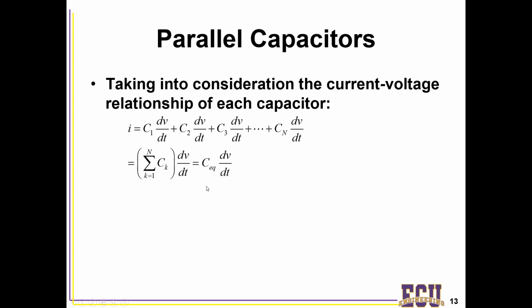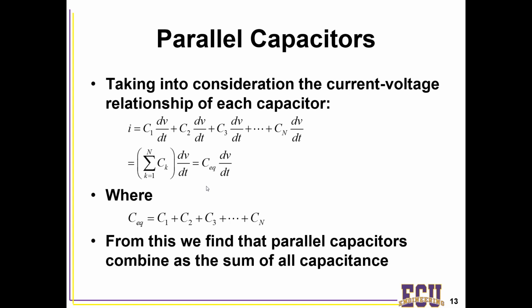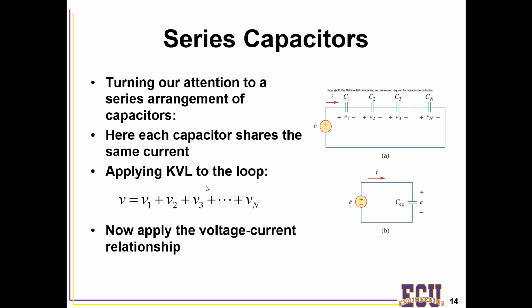So here, when you have capacitors in parallel, they can add. Just the opposite of what we saw in resistors. So capacitors in parallel can just be added together, just as resistors in series could be added together. So now you might ask yourself, well, what can we do with capacitors in series?